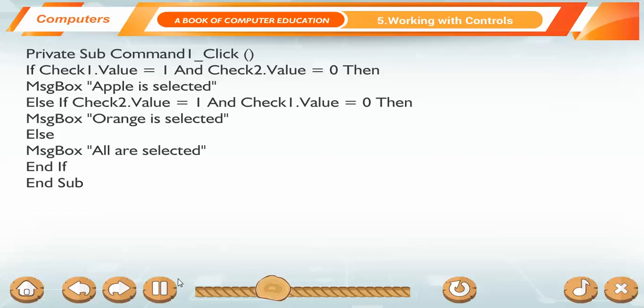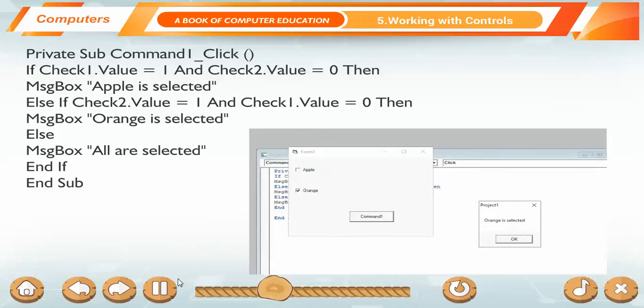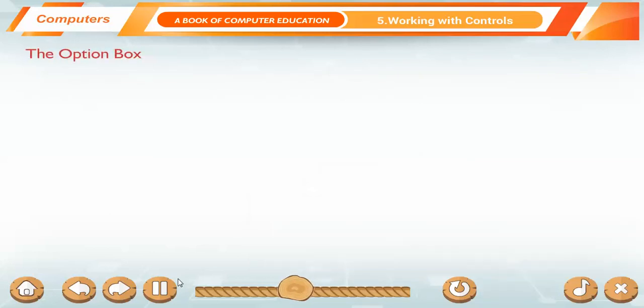Private Sub Command1_Click. If Check1.Value = 1 And Check2.Value = 0 Then MsgBox "Apple is selected". ElseIf Check2.Value = 1 And Check1.Value = 0 Then MsgBox "Orange is selected". Else MsgBox "All are selected". End If. End Sub.